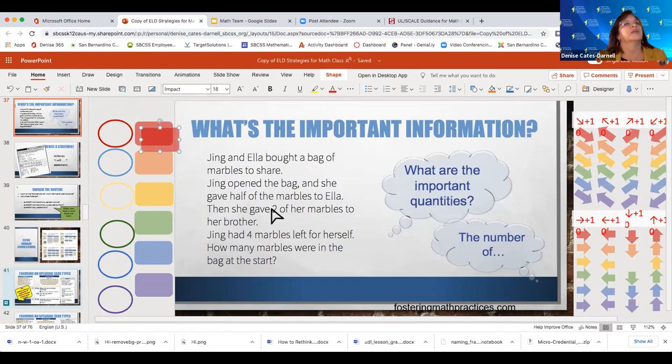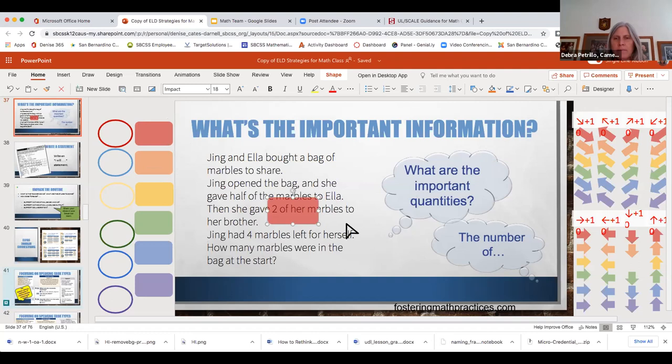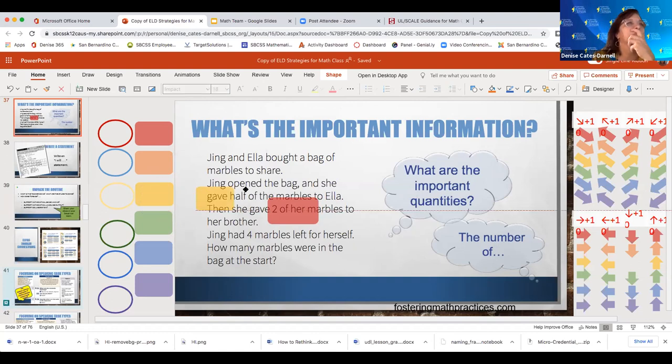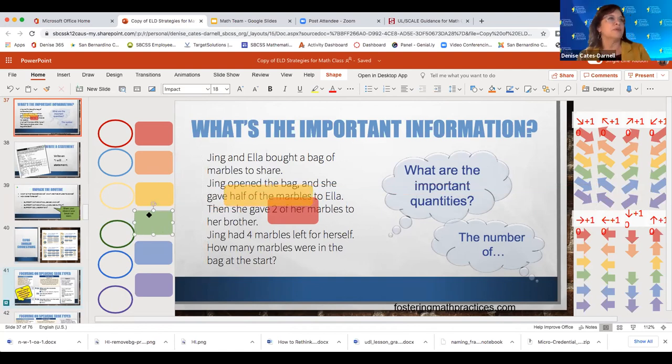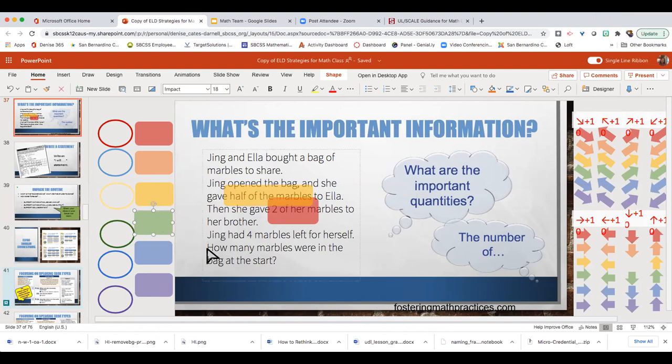Okay, this isn't going to work for me because my computer is not working very happily. So we had two of her marbles for her brother, right? Two of the marbles. And did we also say half of the marbles? Yes. Okay, so we have half of the marbles. Anything else that's really important for us to know? Jing had four marbles left for herself. Okay, Jing had four marbles left for herself.